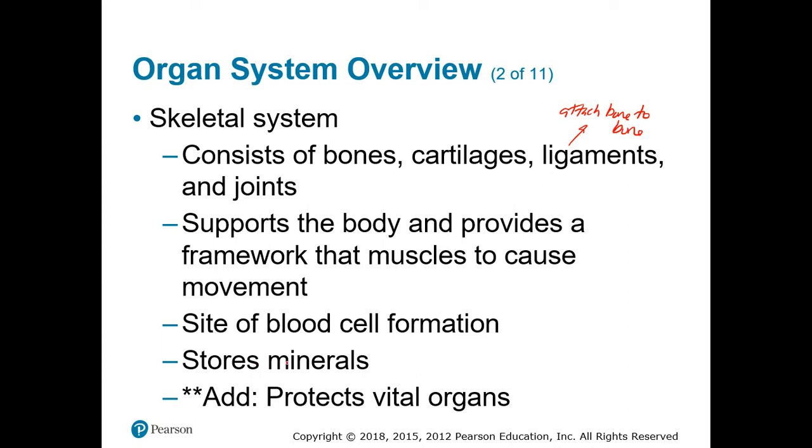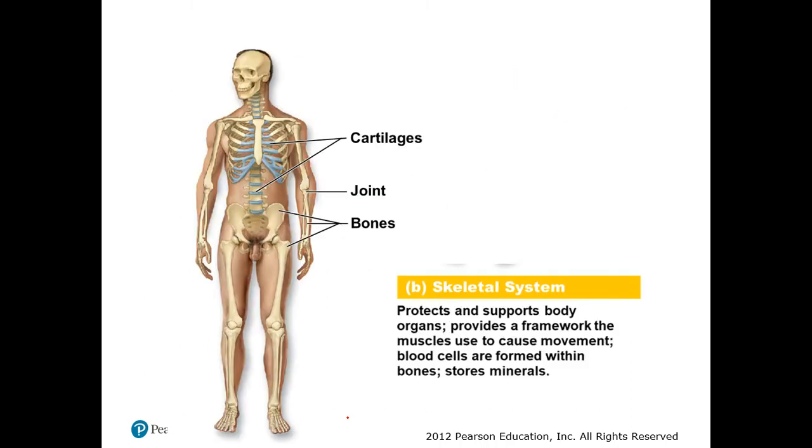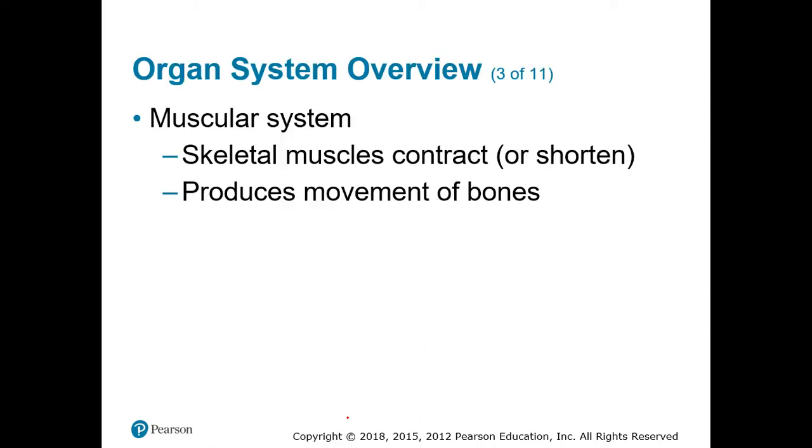And then they also store important minerals. And we're going to learn some important minerals are things like calcium. This isn't in your notes, but you can also add it protects vital organs such as your brain or your spinal cord, or your ribs protect your heart. So here's an example of our skeletal system.